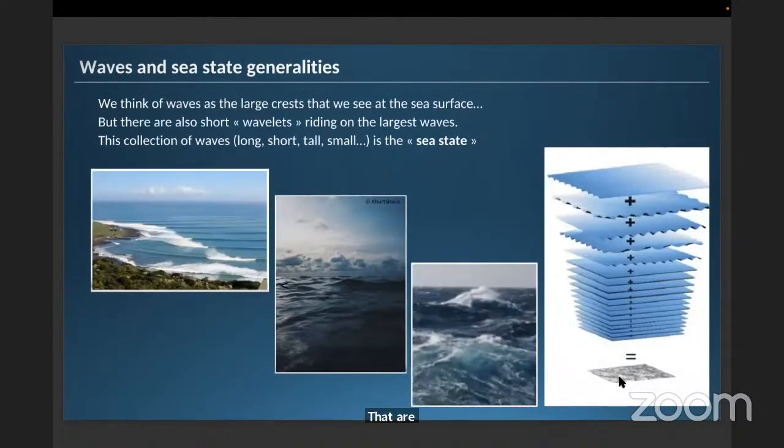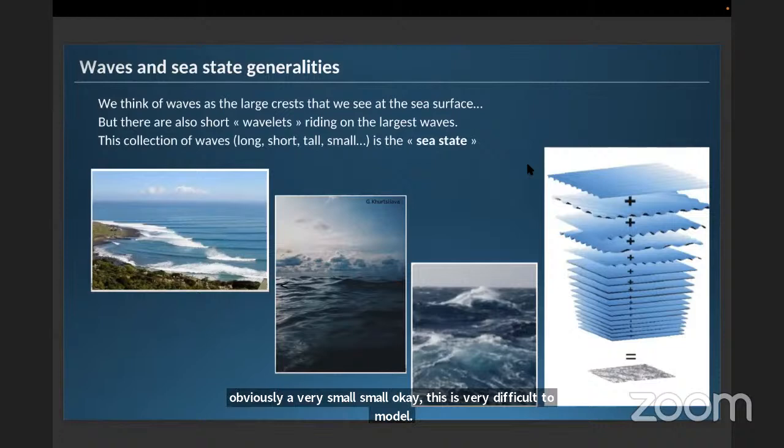So when you think about waves, you think of these nice crests that you can see at the beach and that are perfect for surfing, but also all the small waves that we can have riding on these larger waves. And so on the right-hand side, you have this superposition, let's say, of different wave systems, which is something that we will use to describe the waves, because as we can see, waves can have very different scales, and there are obviously very small scales, and this is very difficult to model.